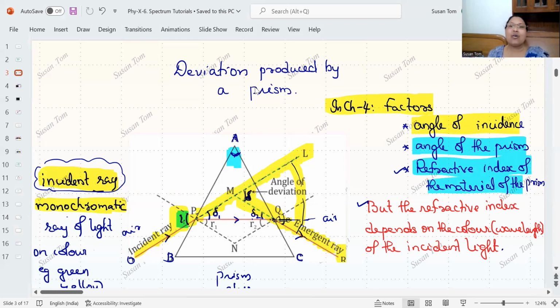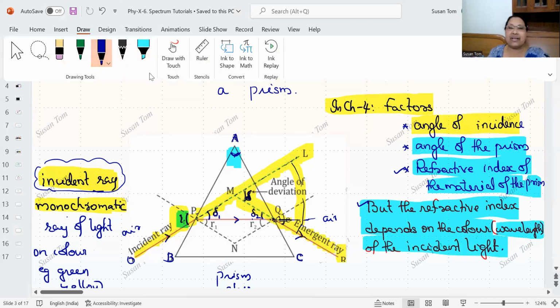With what material, or what type of glass, flint glass or rock salt prism also, what is the material we are making this prism with? Depending on that also the angle of deviation is varying. Now, again in chapter 4, one more factor we studied: the refractive index. Refractive index means how much it bends towards the normal. It depends on the color, that is, the wavelength of the light incident on it. And we know for which color the refractive index was more.